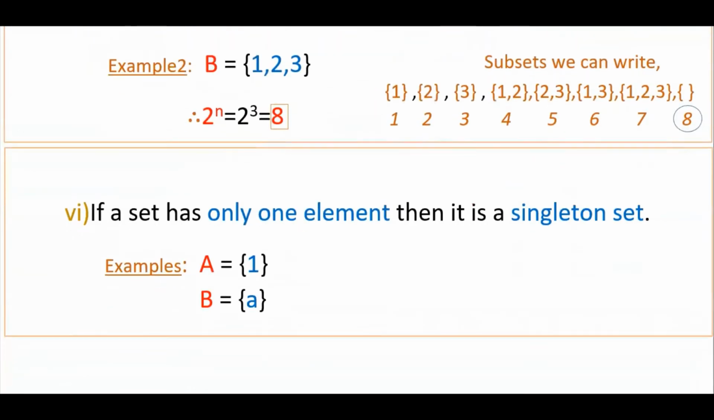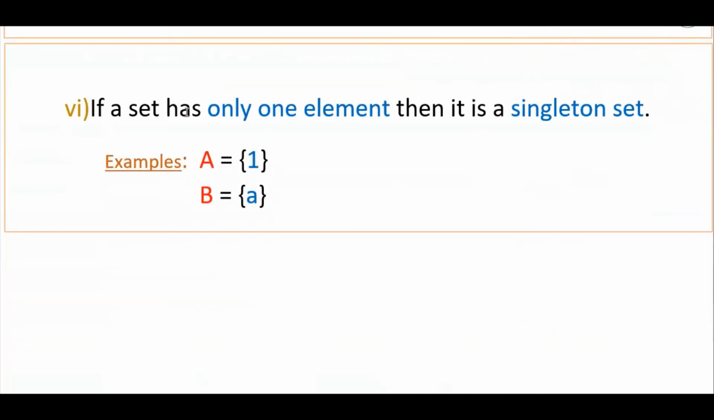Next one, if a set has only one element, then it is a singleton set. So if the set has only one element, for example, A is equal to {1}, there is only one element. Here also B is having only one element. So these sets are called singleton sets.